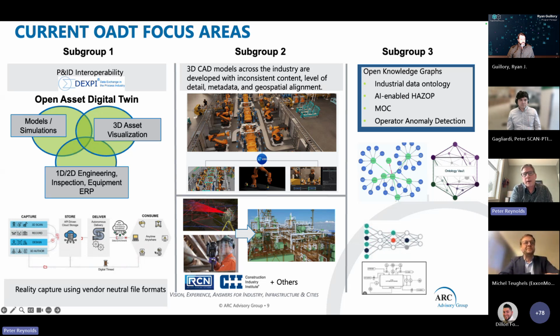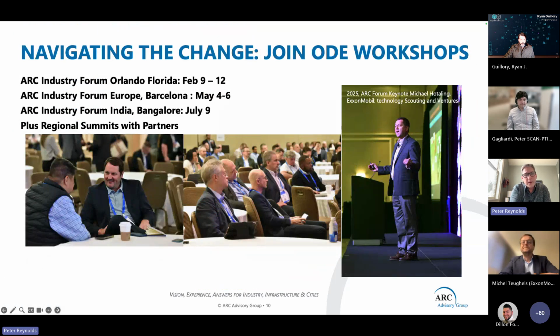So what we're working on is looking at open knowledge graphs, looking at industrial data ontologies, and looking at specifically some use cases around AI-enabled HAZOP, or management of change, and things like operator anomaly detection. So real-world applications guided by the principles delivered to industry and guiding both service providers, asset owners, and EPCs to help get more value and help us accelerate this technology.